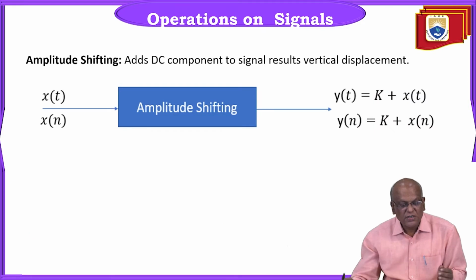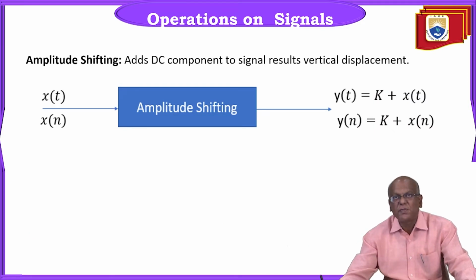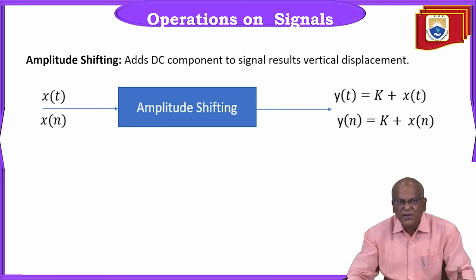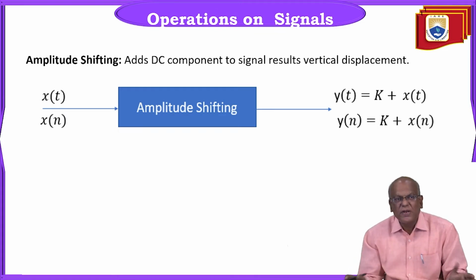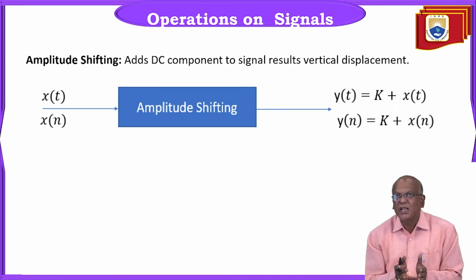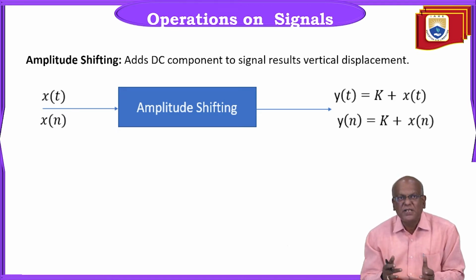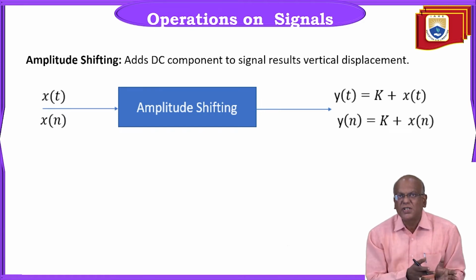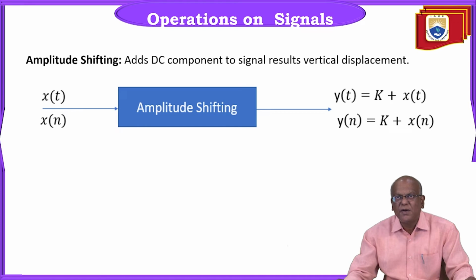Let's move to the next operation on signals, the amplitude shifting operation. The amplitude shifting operation can be obtained by adding a DC component to the signal. When adding a constant value to any signal, the resulting signal may be a vertically shifted version of the original signal. Vertical shifting may be upward direction or downward direction. That is called amplitude shifting. This is nothing but the vertical shifting operation.